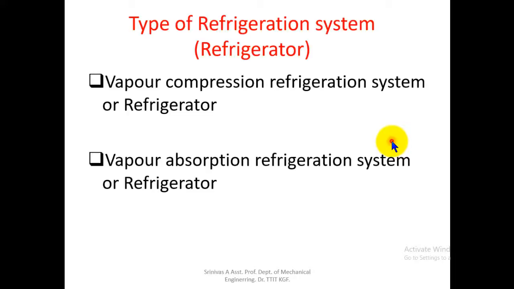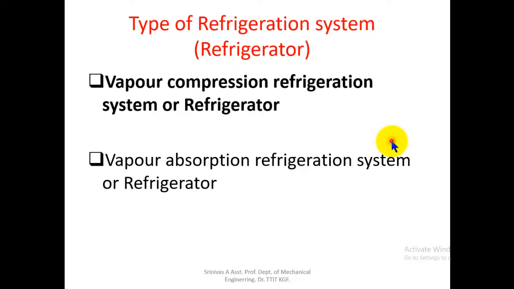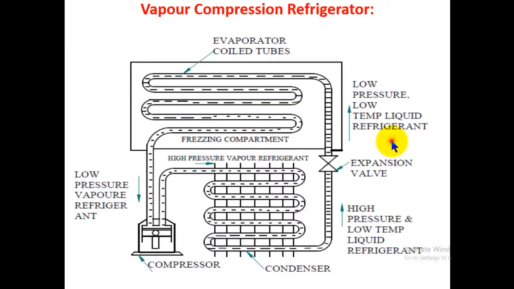So today, we are going to discuss the different types of refrigerators or refrigeration systems. Mainly it has two types of refrigeration system. The first one is the vapor compression refrigeration system, and the second one is the vapor absorption refrigeration system. In this video we will discuss the working and construction of the vapor compression refrigerator.